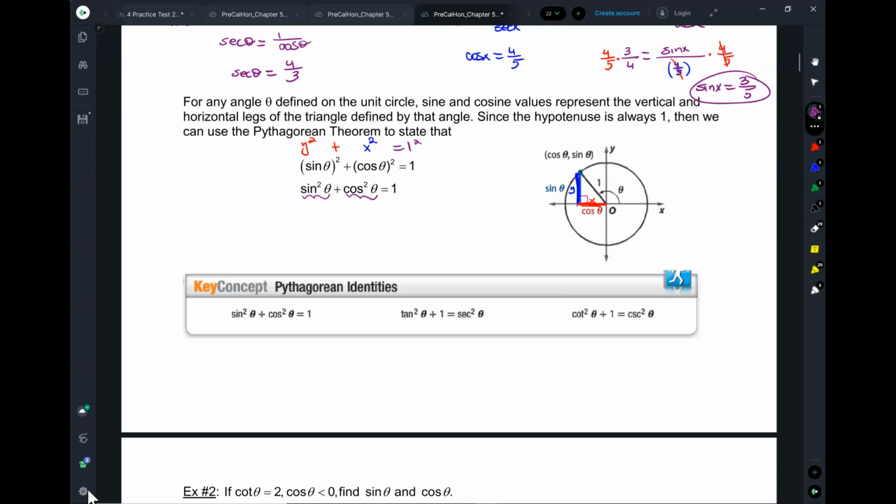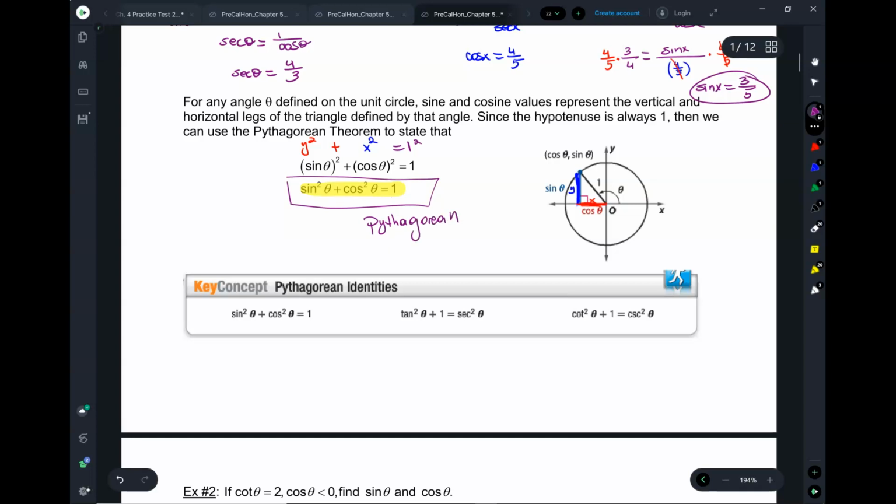Right? You guys all see where we came up with that? Okay. We used the Pythagorean theorem to come up with this, right? And now using the Pythagorean theorem, we came up with an equation that has some trig functions equated to something else. So this turns out to be one of the most important identities in math, and we call this the Pythagorean identity. Okay, just like the Pythagorean theorem, this is the Pythagorean identity.